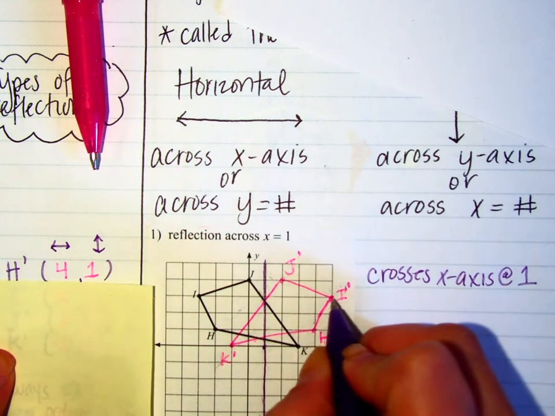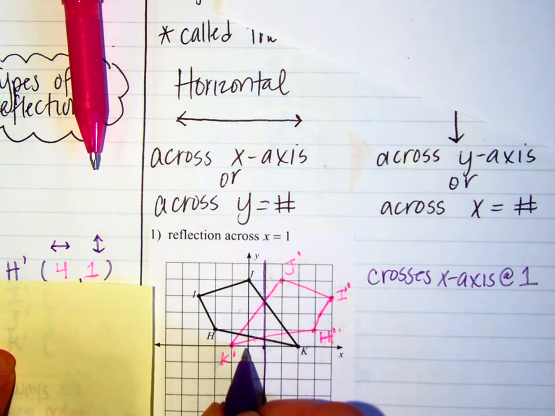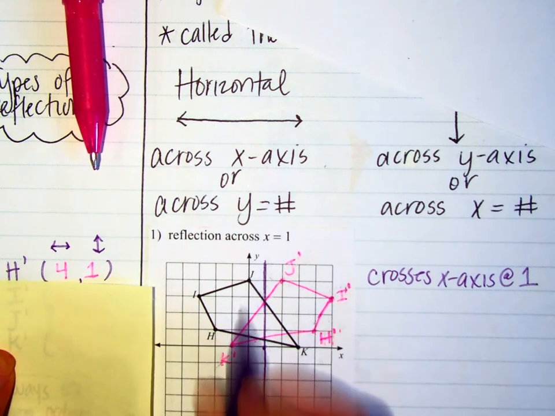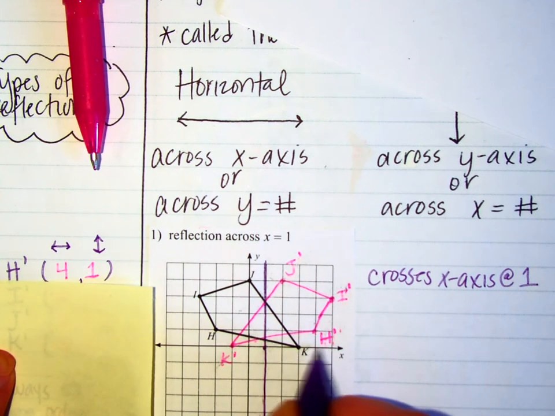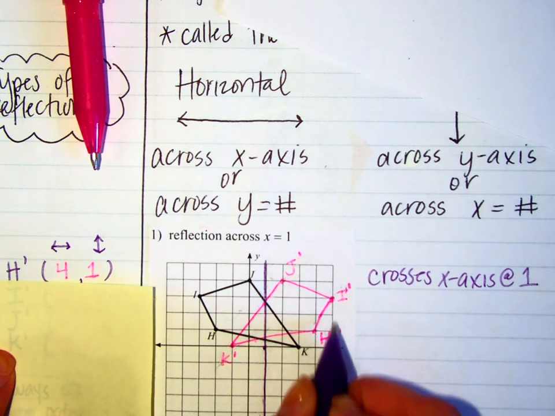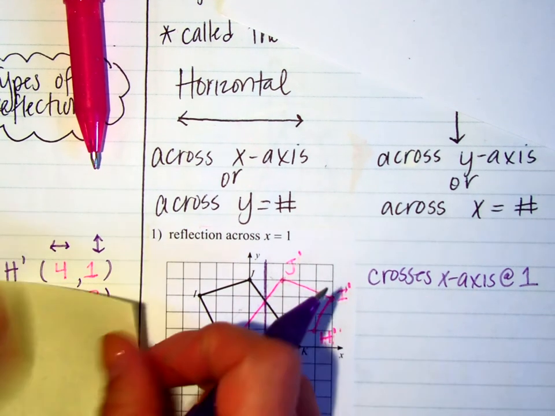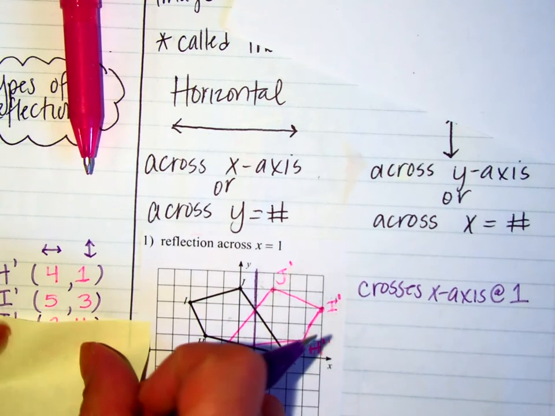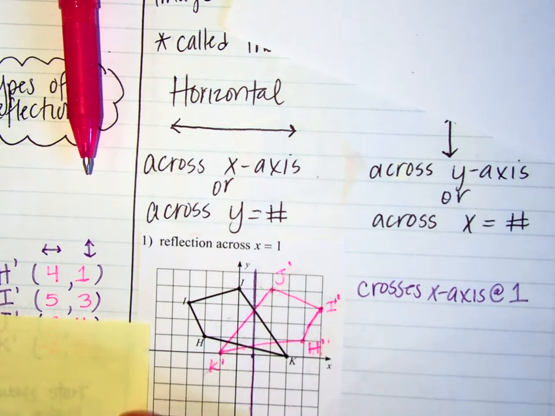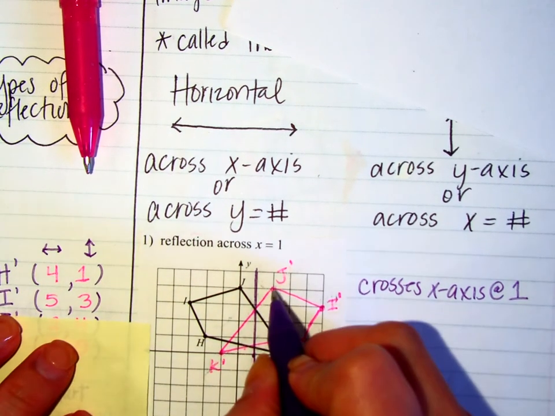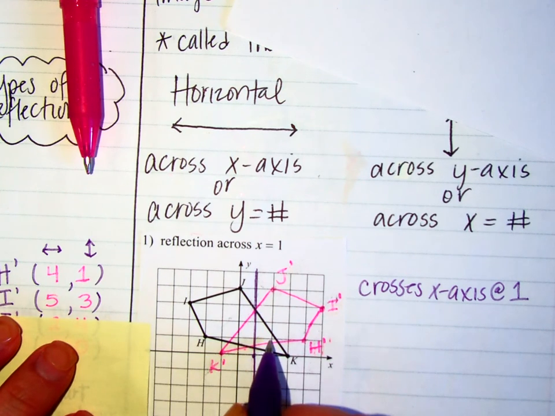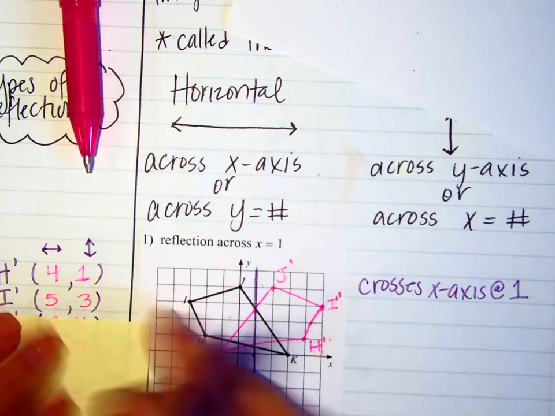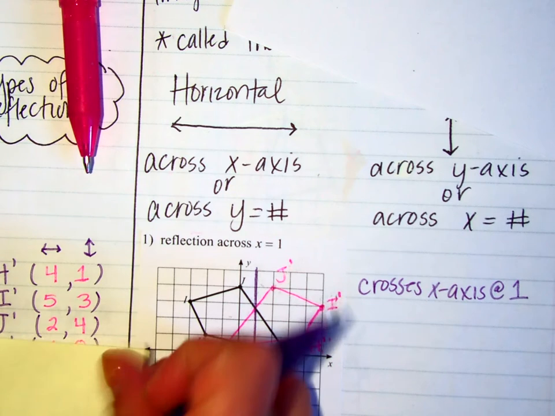Now for I prime, same thing. We start at the origin and we're going to count always left, right, and then up, down. 1, 2, 3, 4, 5 to the right. 1, 2, 3 up. That puts us at 5, 3. J prime, I'm going to start at the origin. Again, 1, 2 to the right, and 1, 2, 3, 4 up. That puts us at 2, 4.